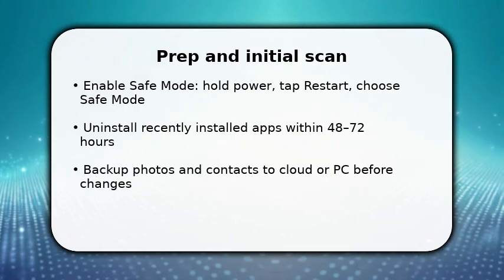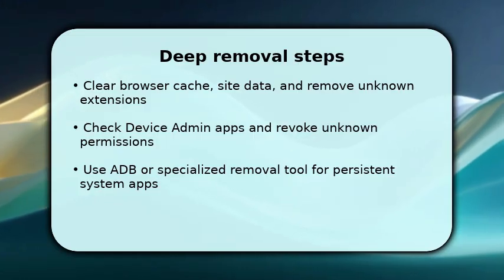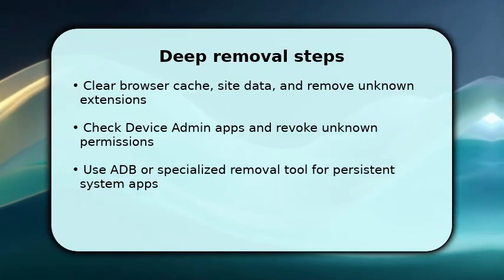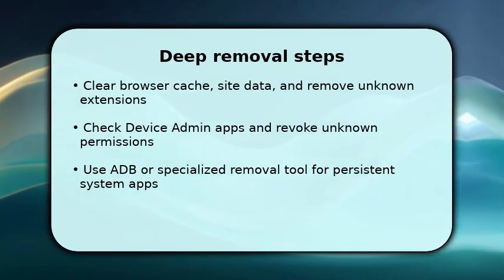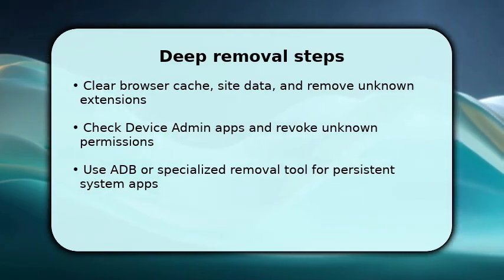Now you dig deeper to remove persistent adware. Clear all browser caches and site data, and delete unknown search engines or extensions so ad redirects stop. Go to Security, right arrow Device Admin and revoke admin rights from suspicious apps before uninstalling them.